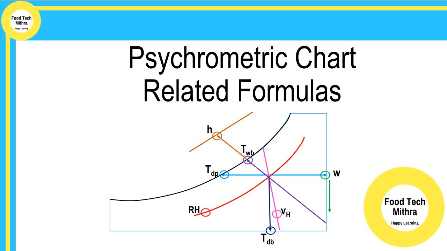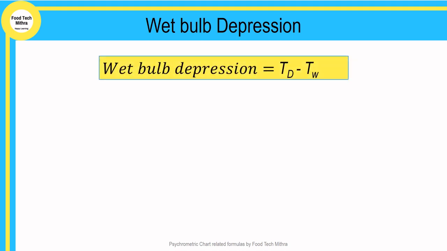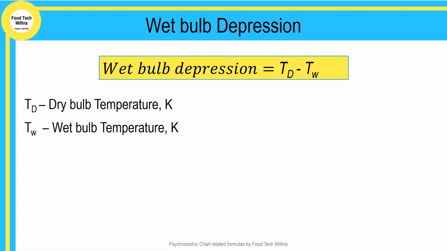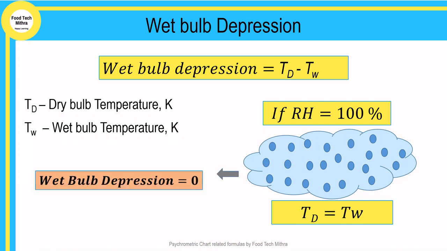Come let's see about psychrometric chart related formulas. Wet bulb depression. So wet bulb depression is given as the difference between the dry bulb temperature and wet bulb temperature. So T suffix D denotes the dry bulb temperature and T suffix W denotes the wet bulb temperature in Kelvin. If the relative humidity is 100%, then the dry bulb temperature will be equal to wet bulb temperature. That is, both the dry bulb and wet bulb temperature will be the same at RH 100%. So in that case, wet bulb depression will be 0.